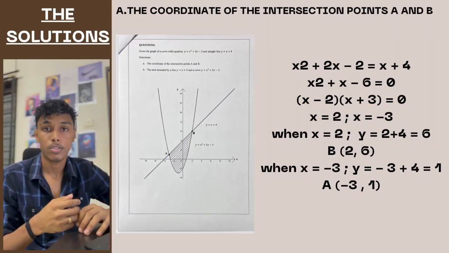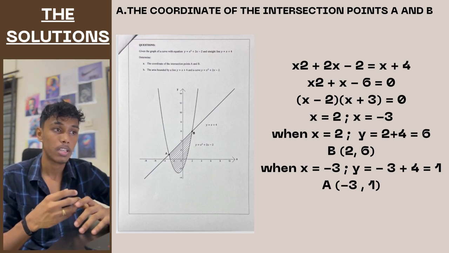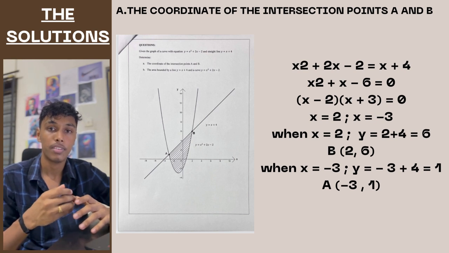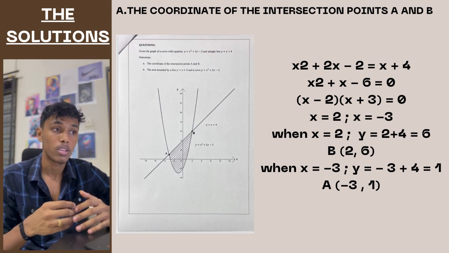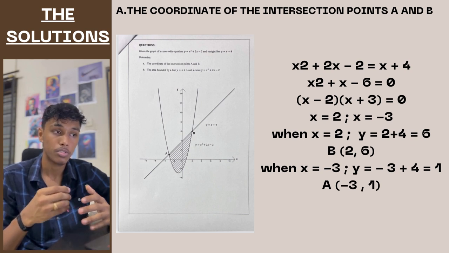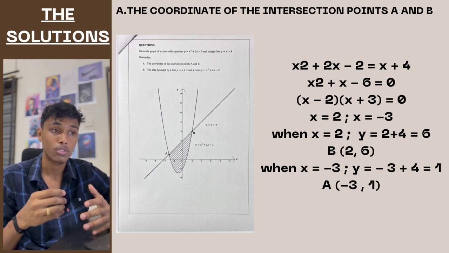So, this is the question that has been given to us. First of all, we have to find the coordinates of the intersection of point A and point B. For that, we must find the value of both intersections, that is x1 and x2. So x squared plus 2x minus 2 equals x plus 4. So x squared plus x minus 6 equals 0. So (x minus 2)(x plus 3) equals 0. So the first x value is 2 and the second x value is negative 3.